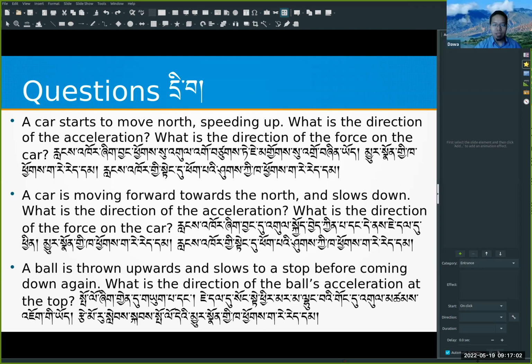Looks like nobody thinks the acceleration points up. My picture is really tiny, but it looks like nobody thinks the acceleration points up. It's good. Okay, who thinks the acceleration is zero at the top?